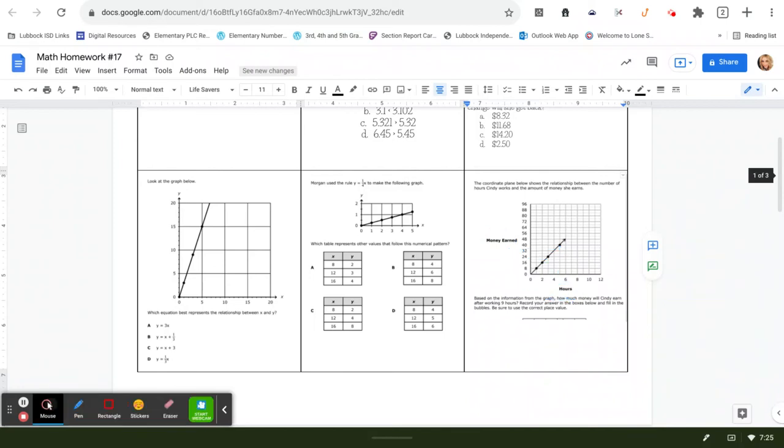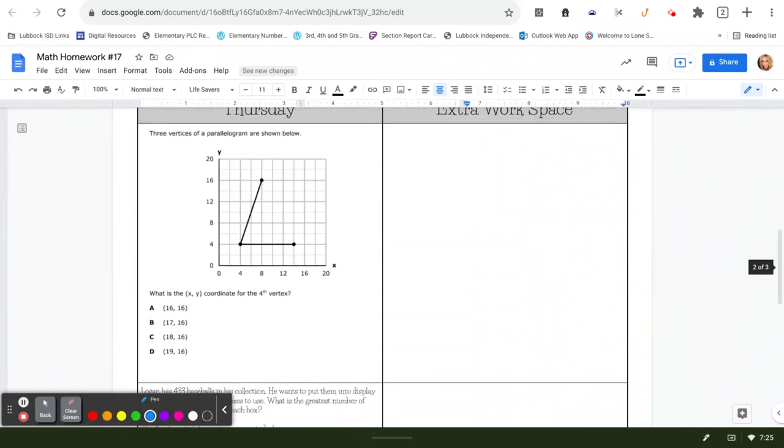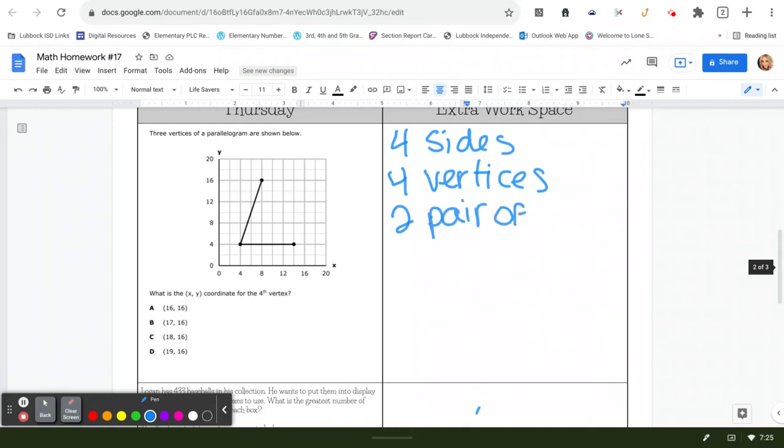Okay, let's look at Thursday. Three vertices of a parallelogram are shown below. What is the xy coordinate for the 4th vertex? A parallelogram has 4 sides, because it's a quadrilateral, 4 vertices, that's the points, and 2 pairs of parallel sides.